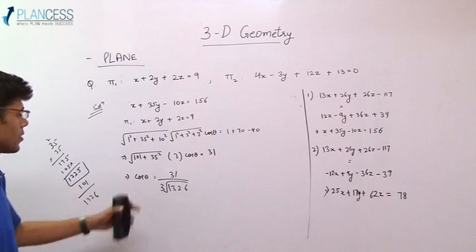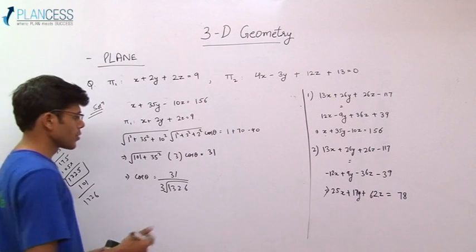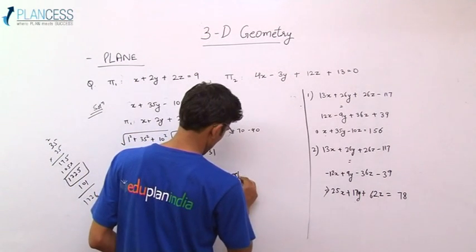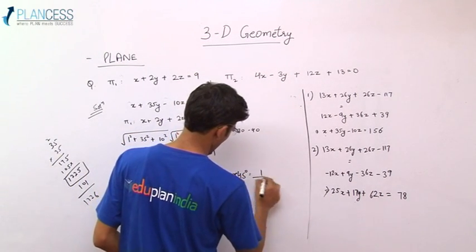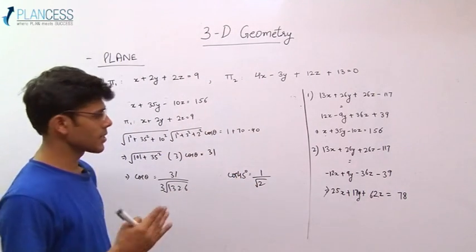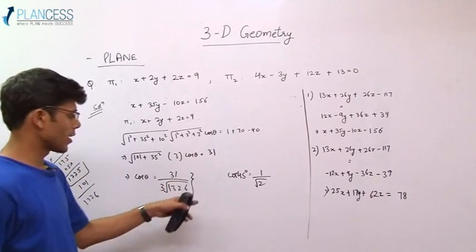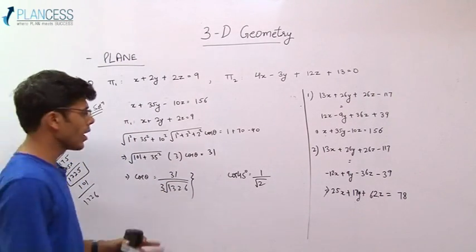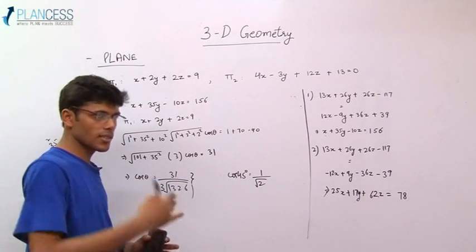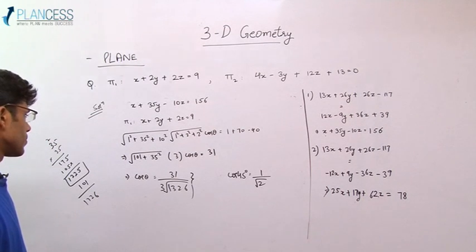So we have to find whether theta is less than 45 degrees or not. We know that cos 45 degrees is 1 by root 2, and below 45 degrees cosine is greater. So if this value is greater than 1 by root 2, the angle is less than 45 degrees, and if this value is less than 1 by root 2, the angle is greater than 45 degrees.